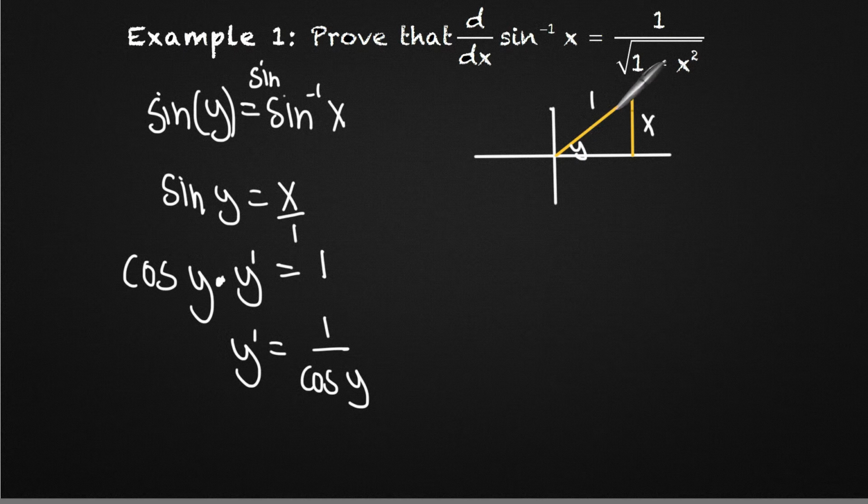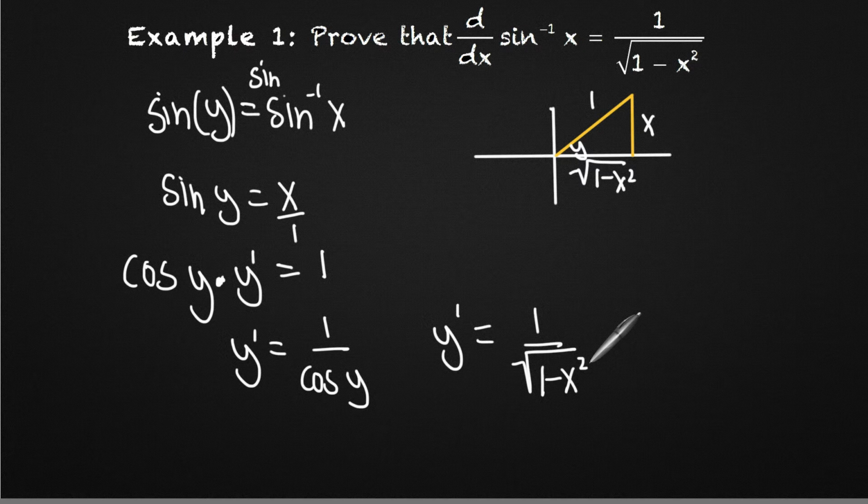If we do the Pythagorean theorem, we will get this side of the triangle to be the square root of 1 minus x squared. Now we're able to express the cosine of y as the adjacent over the hypotenuse. So y prime is equal to 1 over square root of 1 minus x squared. All right, if you're watching this video, I want you to see if you can try to do the other two proofs.